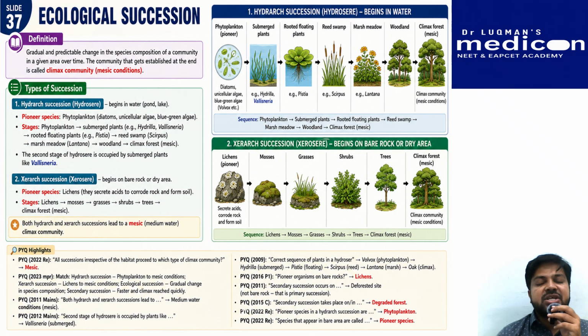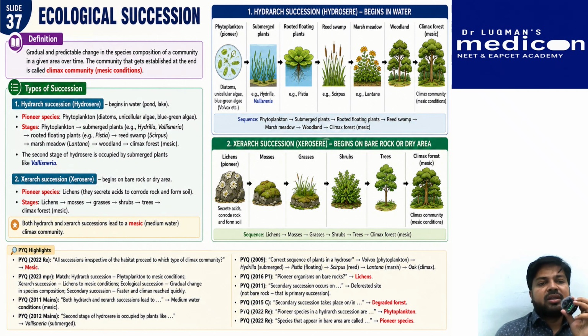Ecological succession. This is very important. Here, first of all, let's study what we mean by ecological succession. Gradual and predictable change in the species. First of all, gradual means with time. With the due course of time, what changes are happening in the species, changes which we can detect and predict. Predictable change in the species composition of a community in a given area over time is called ecological succession. The community that gets established at the end is called the climax community.